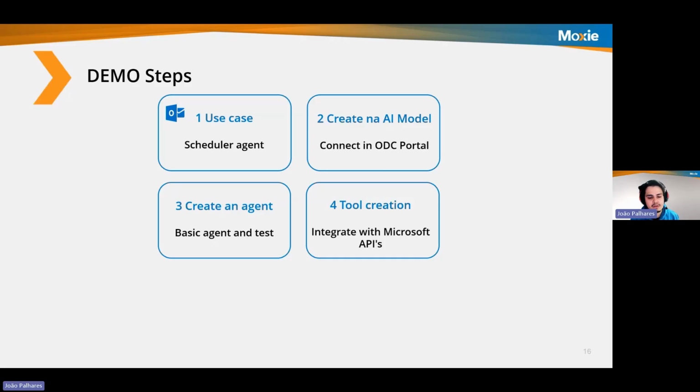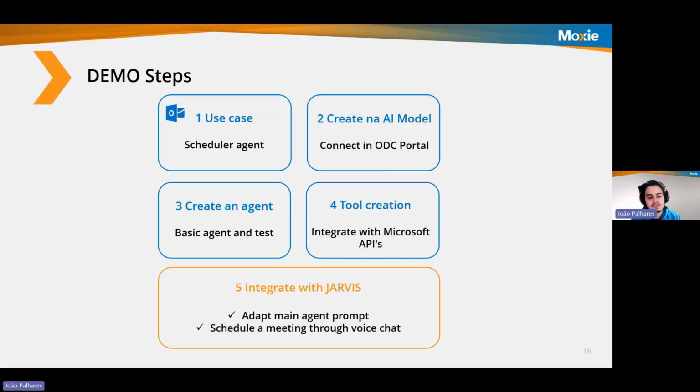smarter, context-aware decisions. And finally, we'll integrate this new agent into JARVIS. We'll adjust this existing prompt so JARVIS knows it now has a new tool it can call to perform these scheduling actions. And just like that, our new agent becomes part of the larger AI ecosystem.